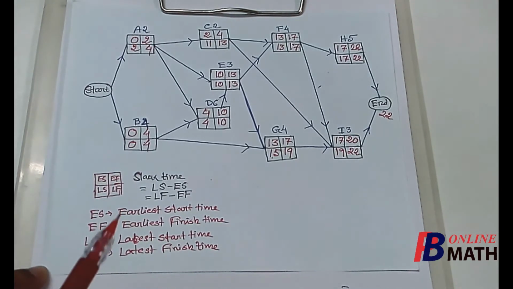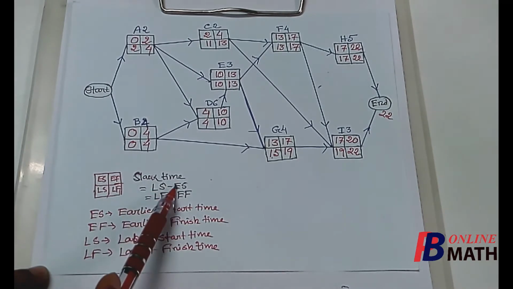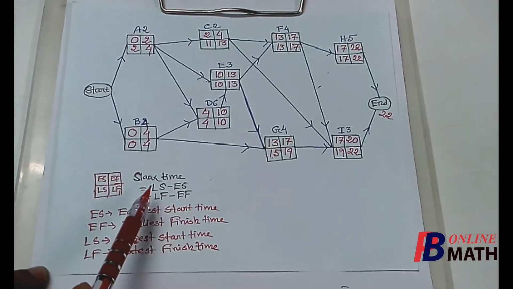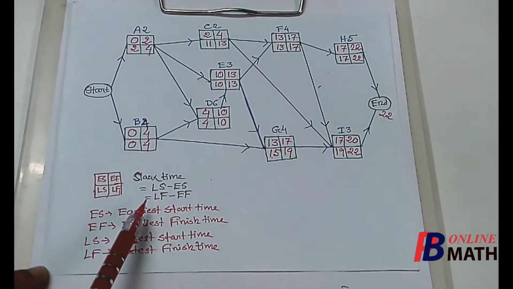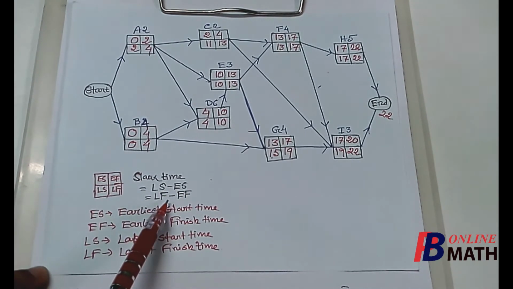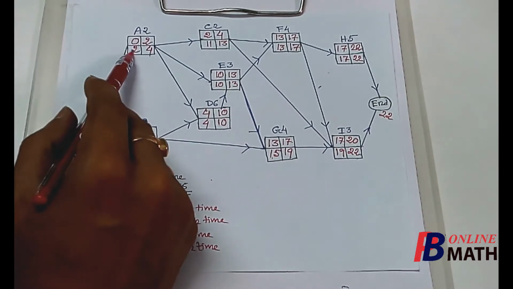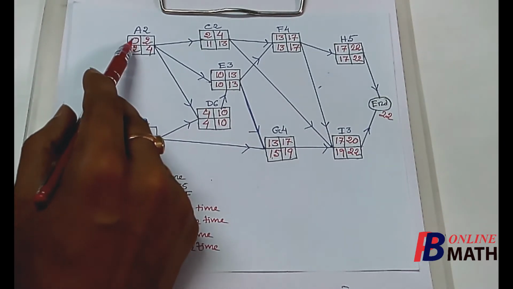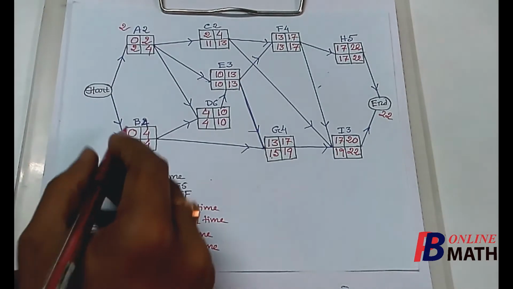Next we shall find the slack time for all the activities by using this formula. Slack time equals LS minus ES, that means latest start time minus earliest start time, or by using this formula, latest finish time minus earliest finish time. So for the activity A, the slack time is 2 minus 0, latest start time minus earliest start time, which is 2. For the activity B, it is 0.